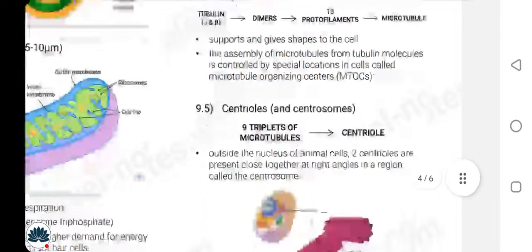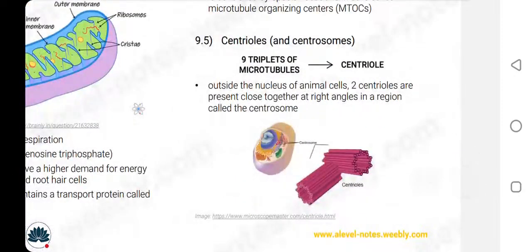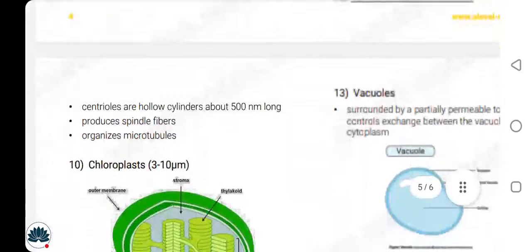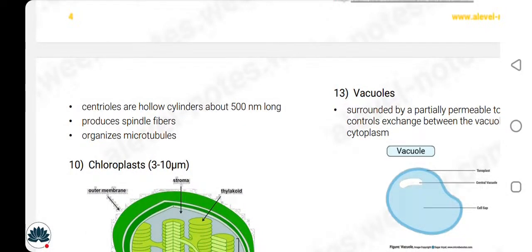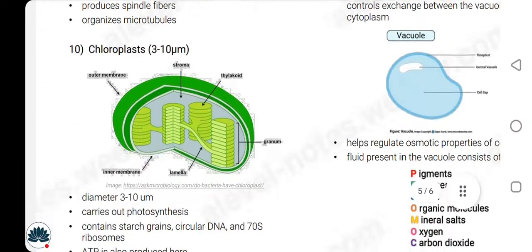All right. Okay, so what are centrioles and centrosome? This is what we have already learned in the video of the mitotic cell cycle, as there are 9 triplets of microtubules making one centriole. Outside the nucleus of an animal cell, two centrioles are present close together at right angles in the region called the centrosome. Centrioles are hollow cylinders about 500 nanometers long, produce spindle fibers, and organize microtubules.